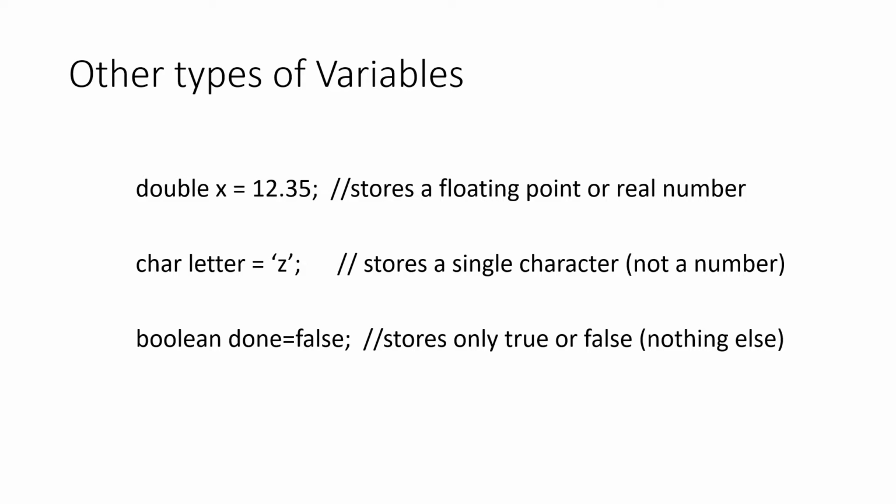Additionally, you may want to store a single letter that is stored in the type char. And here's an example, char letter equal 'z'. Note the single quotes around the z. That is a character literal. And finally, of all the primitive data types that are available in Java, the boolean type stores a true and false. So that would be the example, boolean done equal false.